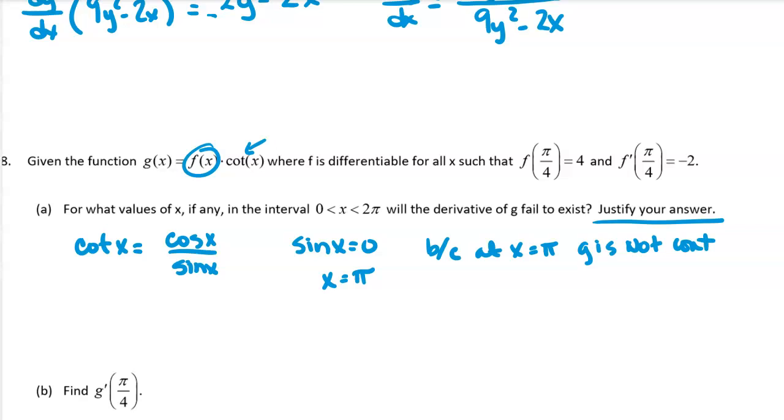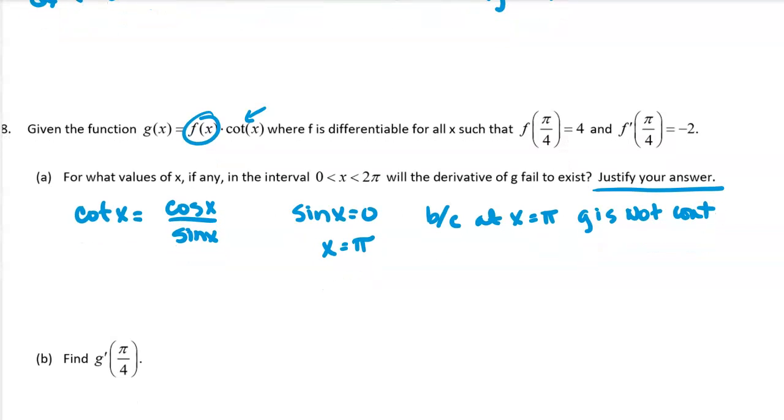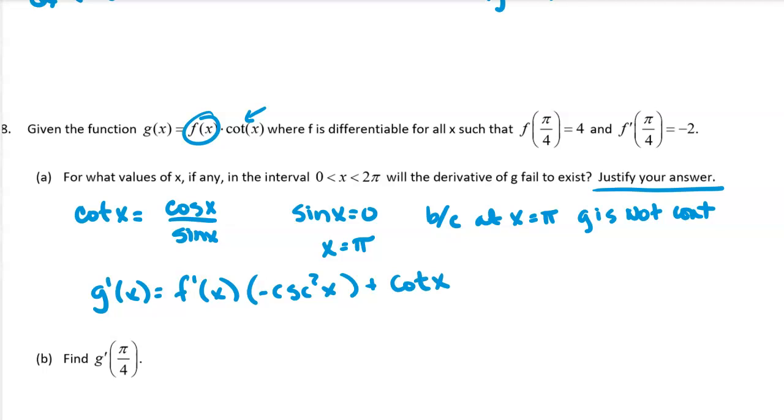Is it differentiable? Well, we're going to have to take the derivative somewhere for a and b, so let's go ahead and do that. G prime of x is, plus 2, and f prime of x. I've already handled the cotangent of x up above.